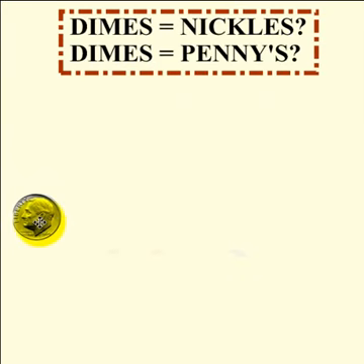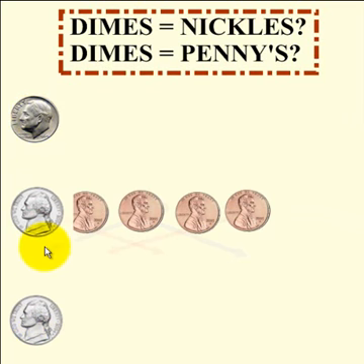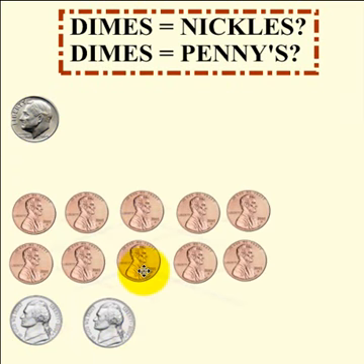Okay, let's see this again. Here's a dime, and let's see what it is equal to. I'm going to move a dime up. A dime is equal to 1, 2. A dime can be equal to 2 nickels or 10 pennies. So a dime equals 10 pennies or 2 nickels.